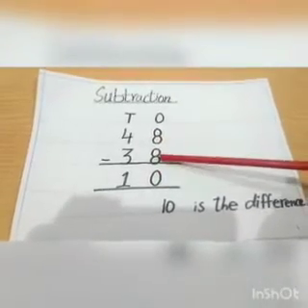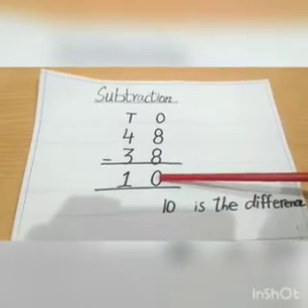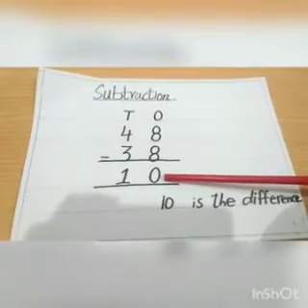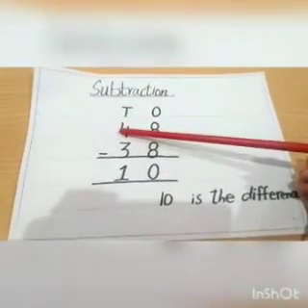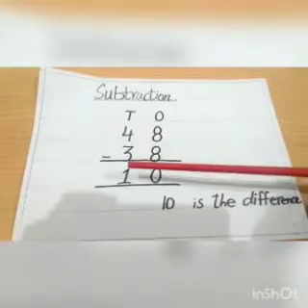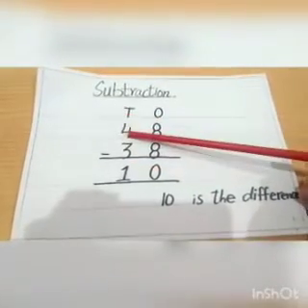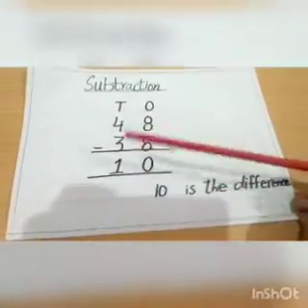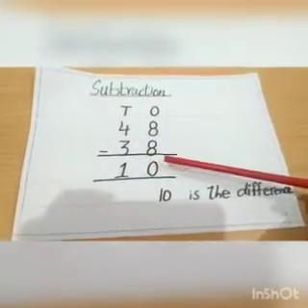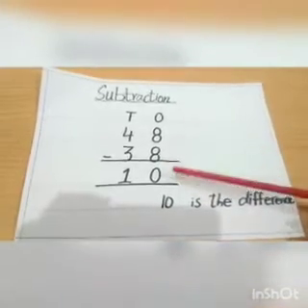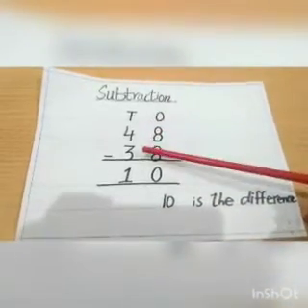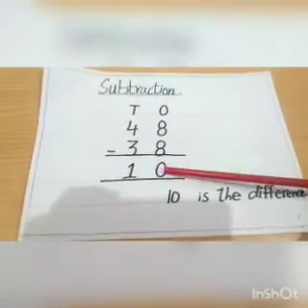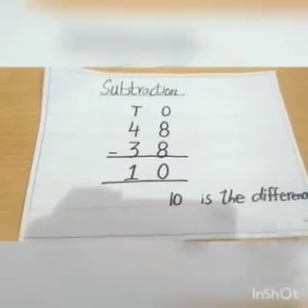8 minus 8 is equal to 0, and 4 minus 3 is equal to 1. There are 10 pencils left with me. Thus the difference between 48 and 38 is 10. The answer is 10. 10 is the difference.